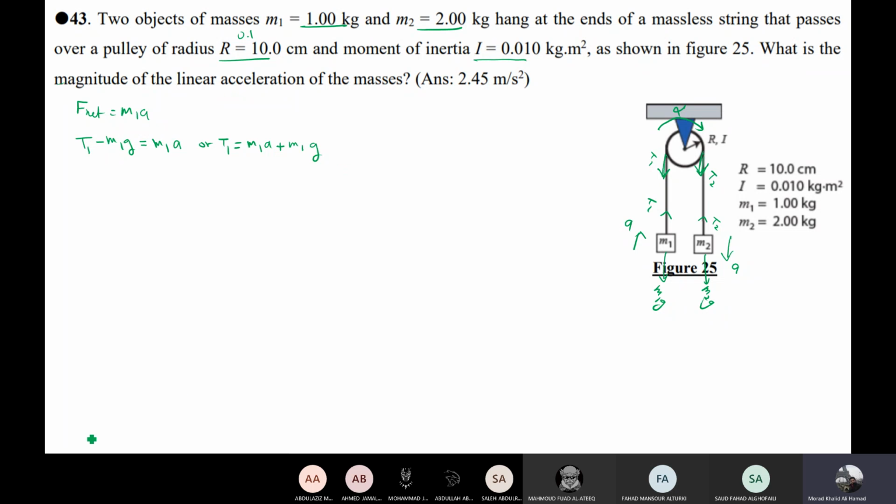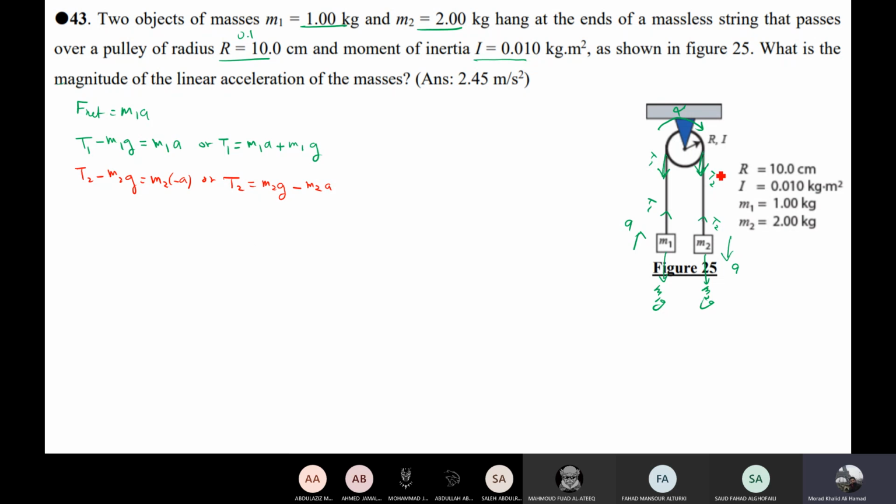Now we come to T2. For T2 we say that T2 minus M2G equals M2 times minus A. Why minus here? Because it's going down. So we say that T2 is equal to M2G minus M2A. Here we have M1, T1 and T2.